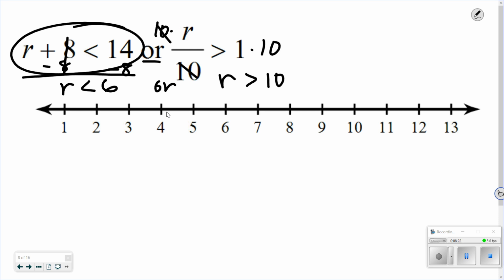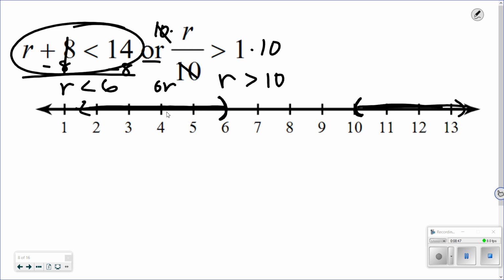So I'm going to go to 6, and R is less than 6. I'm going to use parentheses or brackets here. Less than means all the numbers going this way, so it's going to be a parenthesis to the left. That's R is less than 6. Or R is greater than 10. So I'm going to go to 10. Again, there's no equal sign, so it's a parenthesis. And I want the numbers that are bigger than, so it's open to the right that way. So that's what my graph will look like.